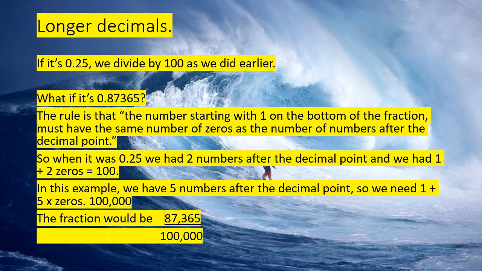In this example, we have 5 numbers after the decimal point. So we need 1 plus 5 zeros. So it's 1, 0, 0, comma 0, 0, 0, or 100,000. So the fraction would be 87,365 divided by 100,000, or 1 with 5 zeros. And you can then simplify that.